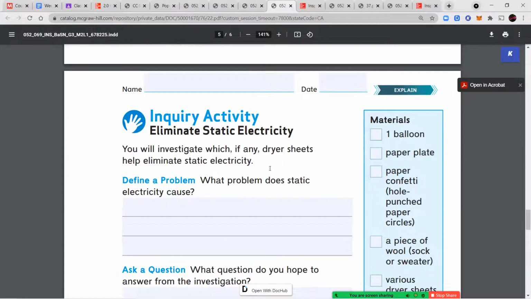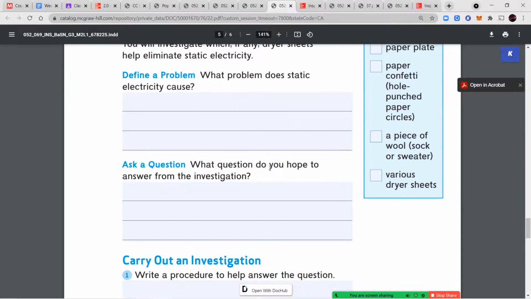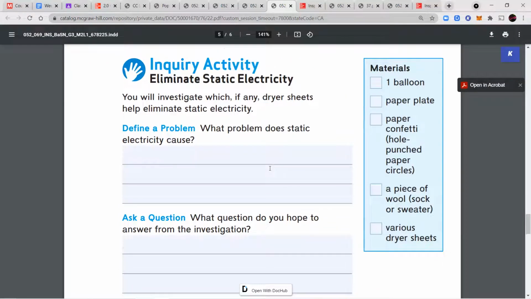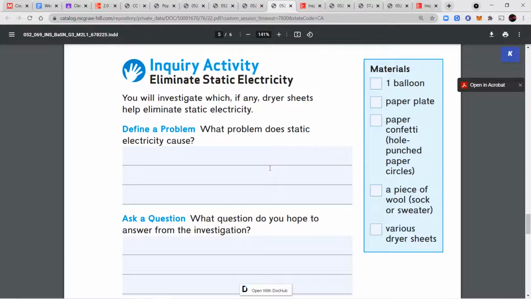Now, once you've completed that, for page 63, you have another inquiry activity about how to eliminate or get rid of static electricity. So you're going to use dryer sheets for this activity. And these are things that a lot of you guys would have at home. If you have a dryer at home, you would use dryer sheets a lot of times to help get rid of some of the static electricity.